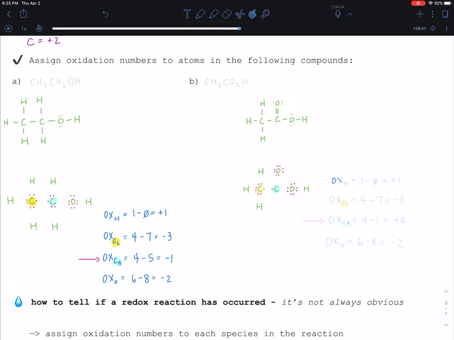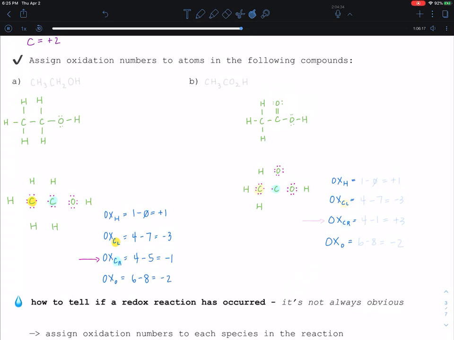I've got the same number of carbons. So this is going to be the carbon on the left. This is the oxidation state of the carbon on the right. And then our oxygens. We see the oxygens have the same number of electrons around them, right? So we don't have our oxygens in different electronic environments. So those are going to be equivalent. What I mean by that is I don't have to do a separate calculation for both oxygens.